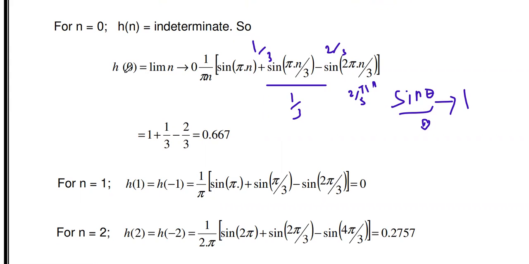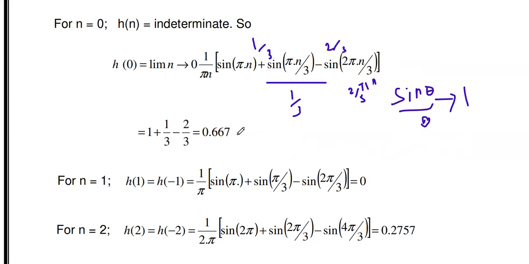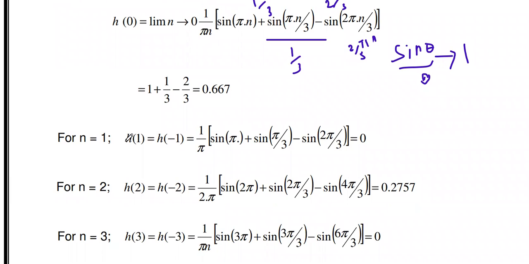So it is h of 0. If you directly substitute n equal to 0 in the above formula, since n is in the denominator, we get an indeterminate answer. That's why we have to solve using this structure only for n equal to 0. For the remaining, as usual, you just calculate.